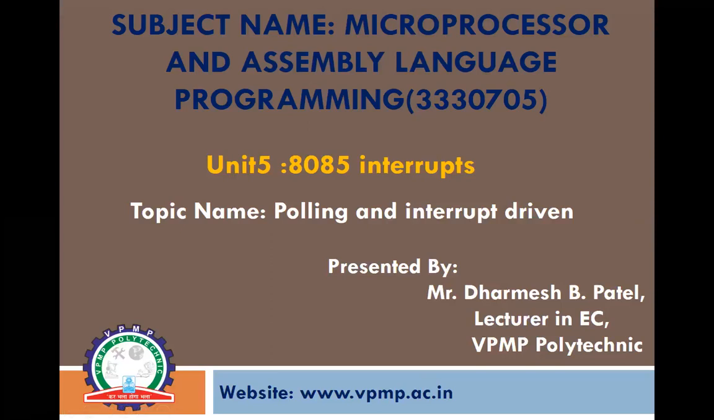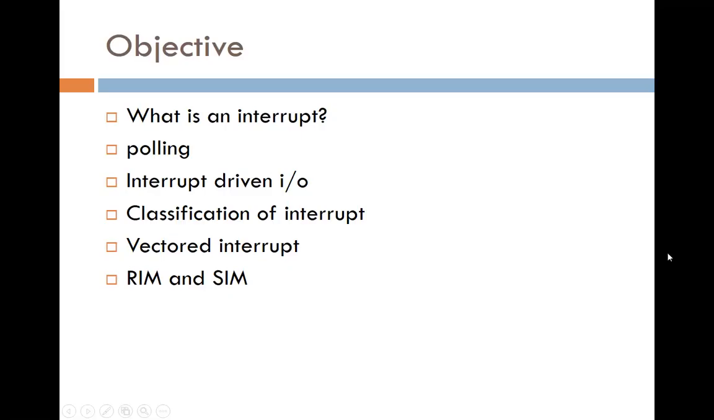Welcome students. Today we are discussing unit number 5, 8085 interrupts. Students will be able to learn the following objectives from this lecture: what is an interrupt, types of interrupt, polling interrupt, interrupt driven IO, classification of interrupt, vector interrupt, RIM and SIM.